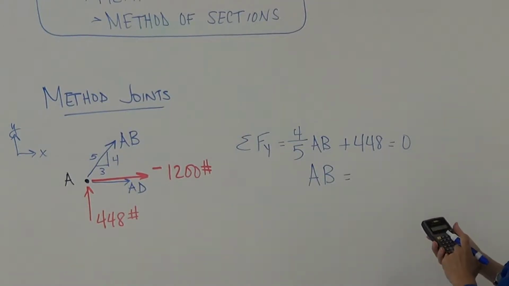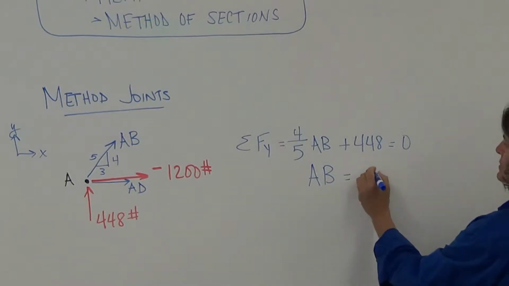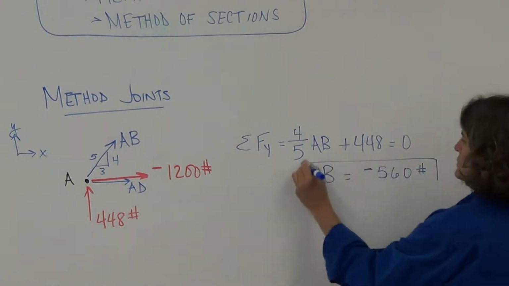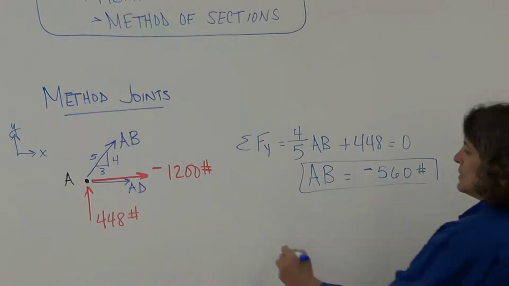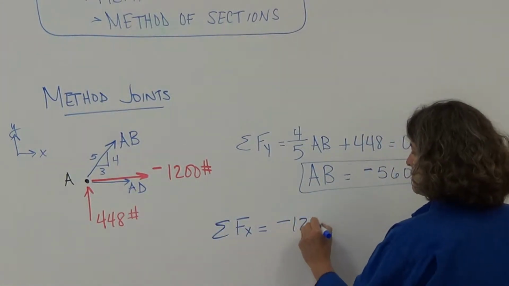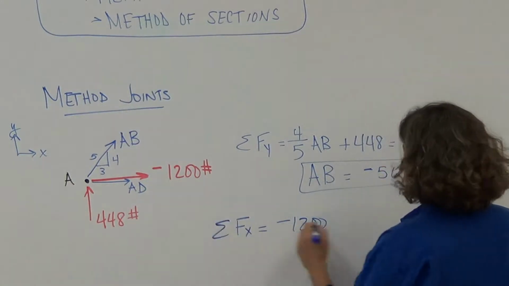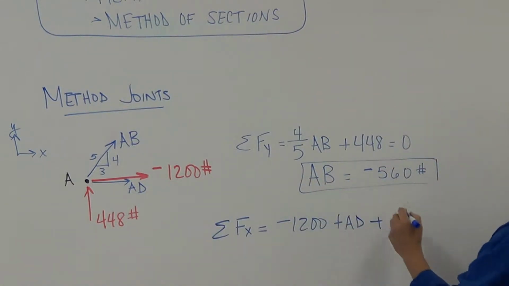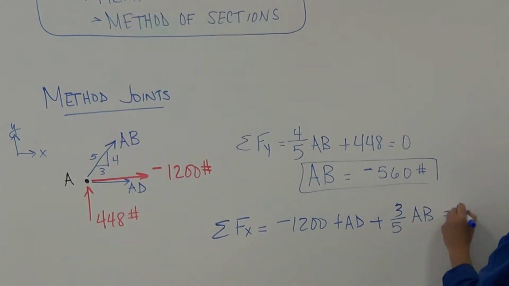5/4 of 448, 5/4 times 448 equals 560, and it's going to come out to be negative 560 pounds. So I just solved for AB now. So now I'm going to do the forces in the x. It's a negative 1200, right? Because this value is a negative, plus AD, plus 3/5 of AB equals 0.